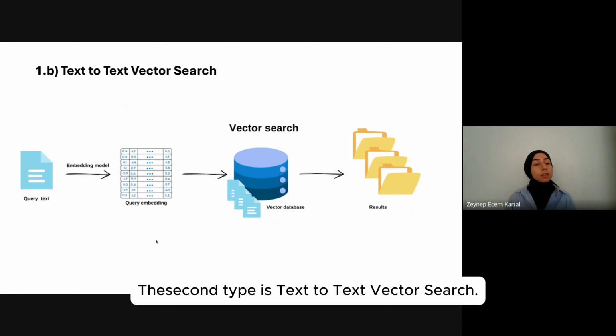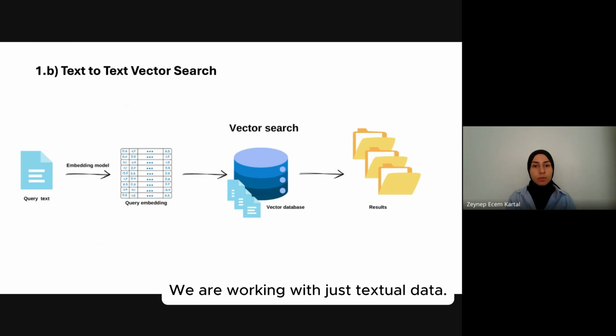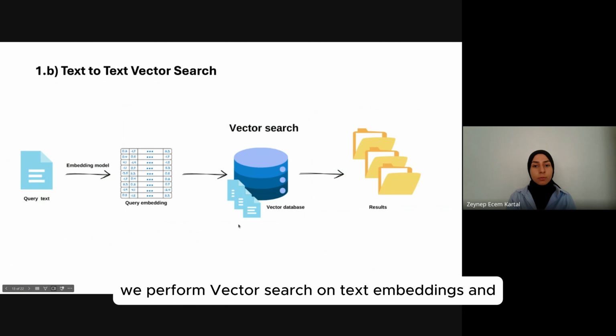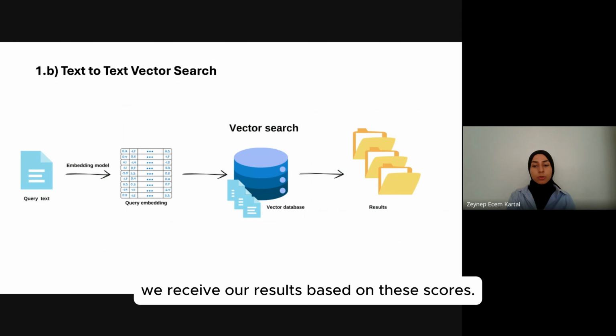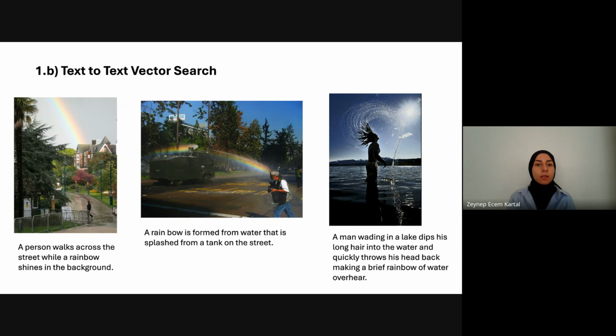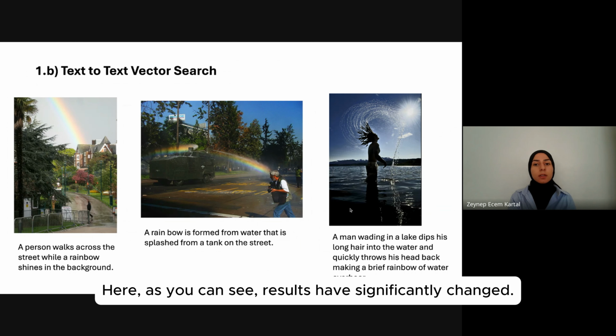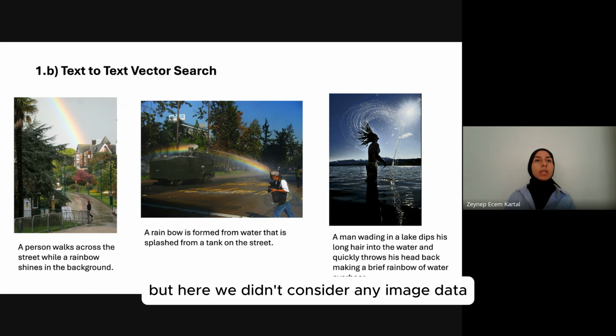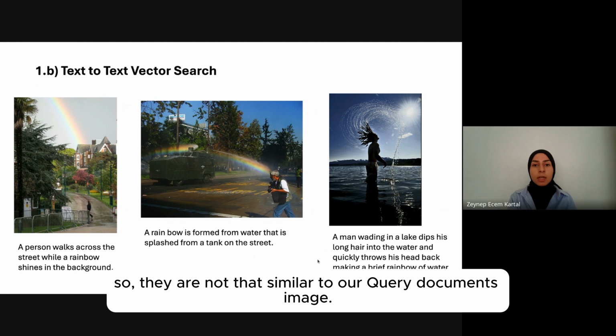And the second type is text-to-text vector search. Again, this is a subtype of single type search. We are working with just textual data. After embedding query text, we perform vector search on text embeddings, and we retrieve our results based on these scores. Here, as you can see, results have significantly changed. These documents' text descriptions are similar to our query document's text, but here we didn't consider any image data, so they're not that similar to our query document's image.